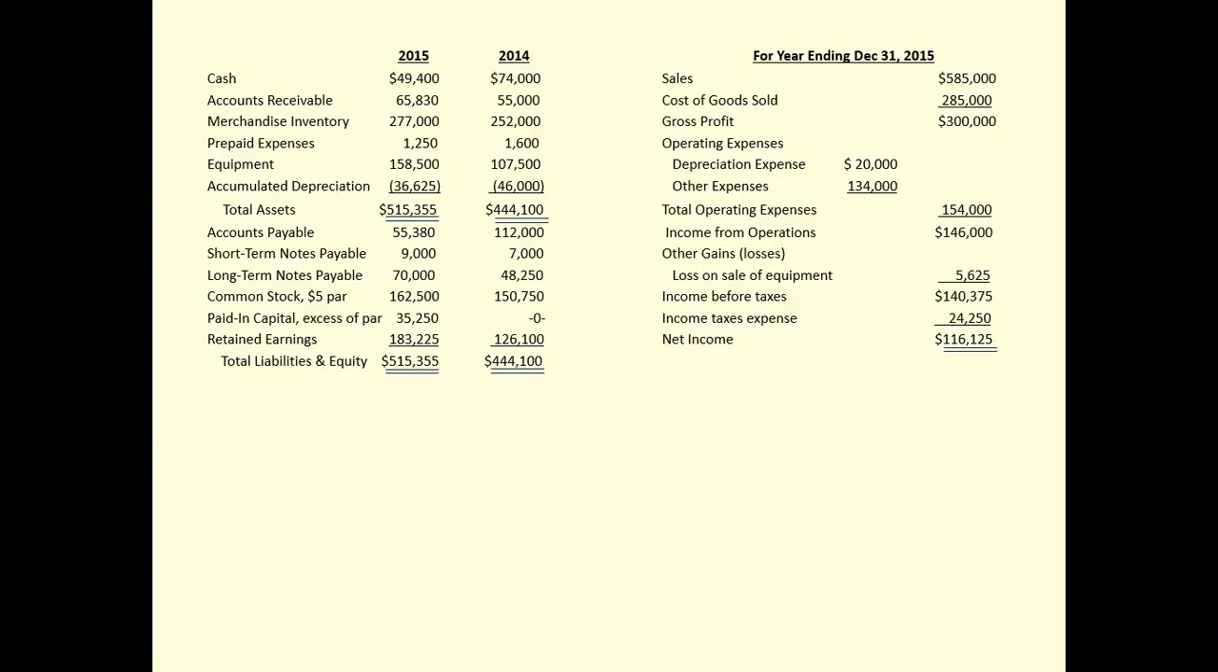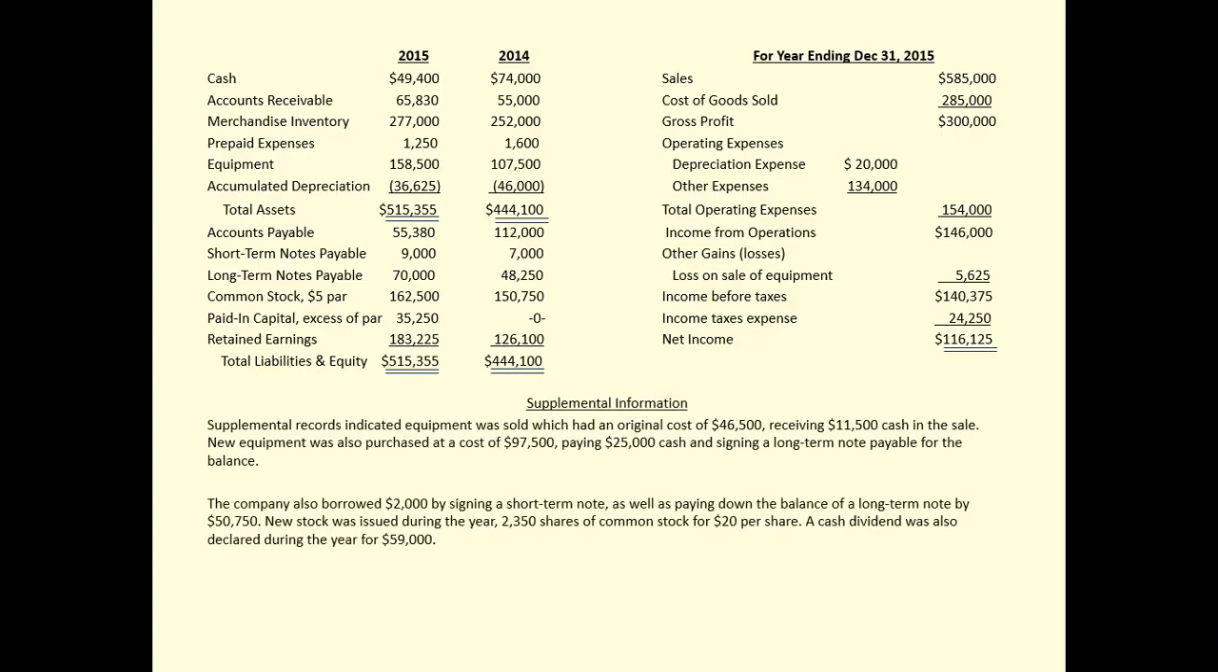We have a comparative balance sheet and we have an income statement. What do we need? Remember, we're looking for a direct relationship between these two statements. And where do we start? Remember, with the indirect method, we start at the bottom. We start with net income. But with the direct method, we start at the top. And your supplemental information, investing and financing portions.